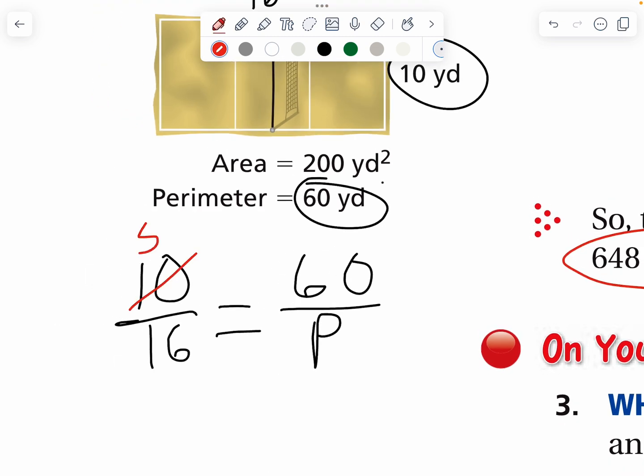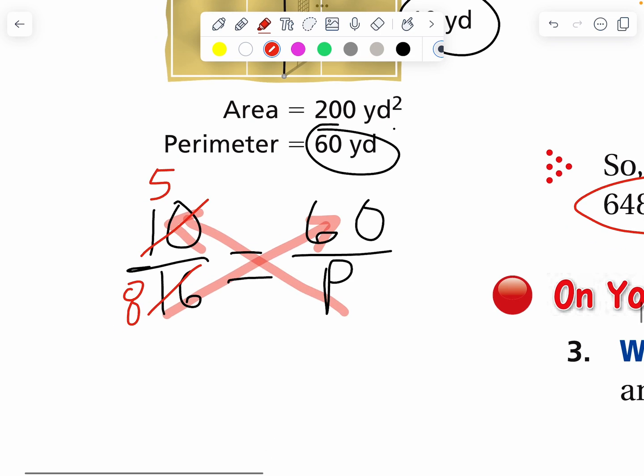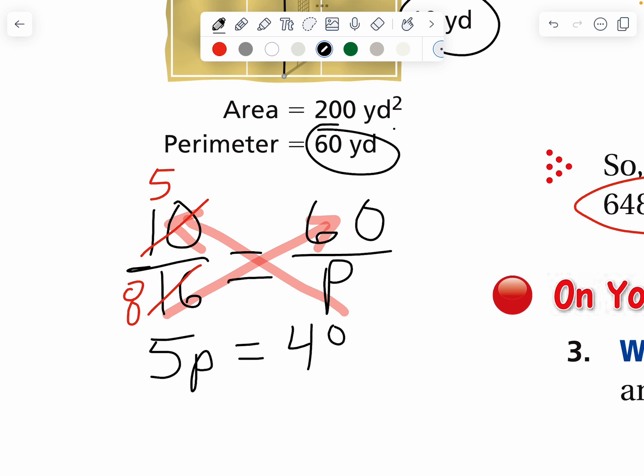Well, reduce. This 10 divided by 2 is 5. 16 divided by 2 is 8. That's going to make it easier. You're going to cross multiply up. That's going to give us 5p on this side. Equals 8 times 60 is 480, because it's 48 with a 0.